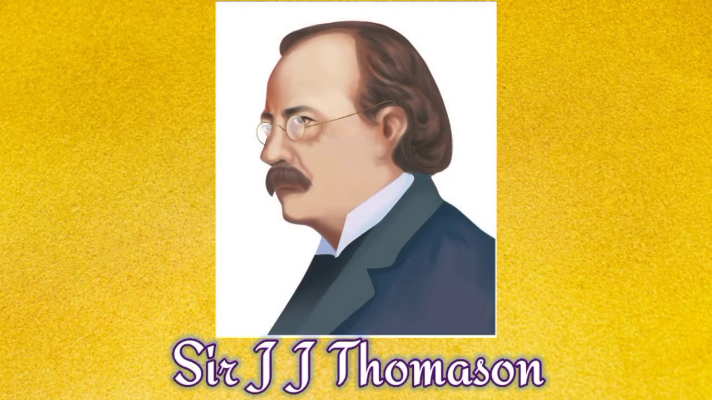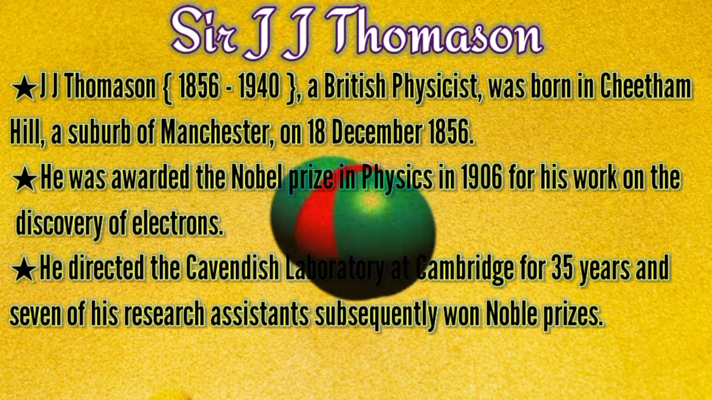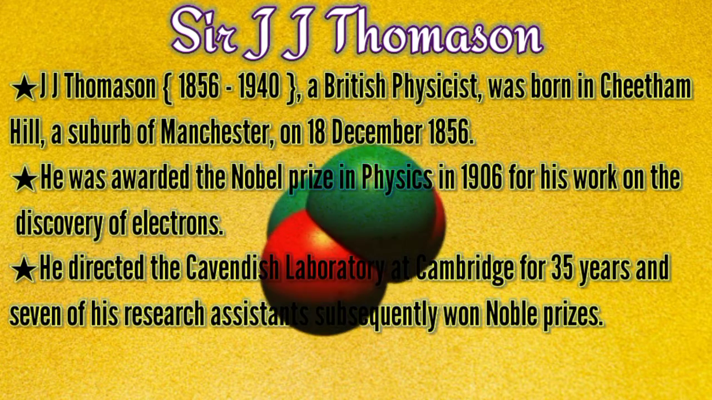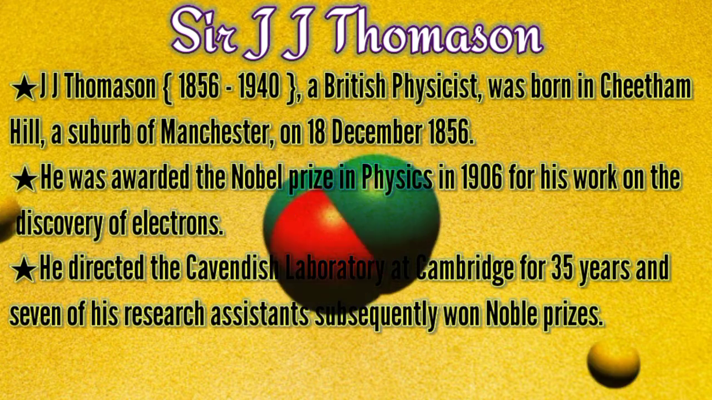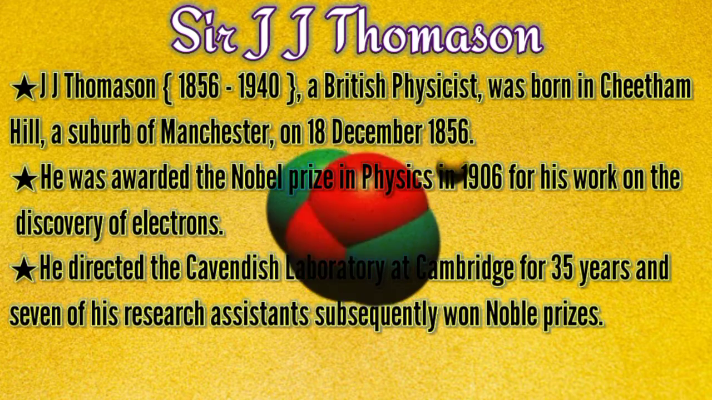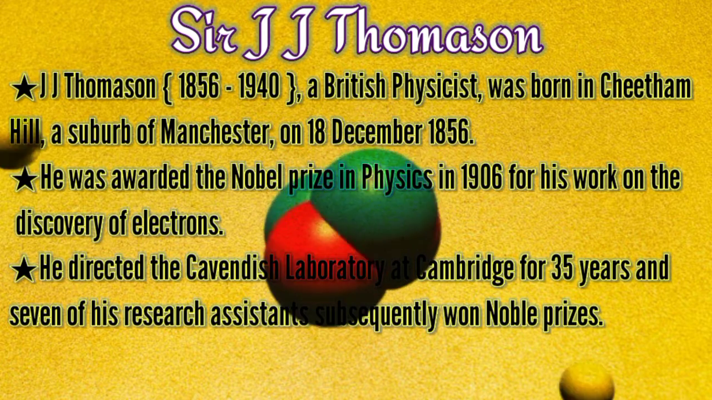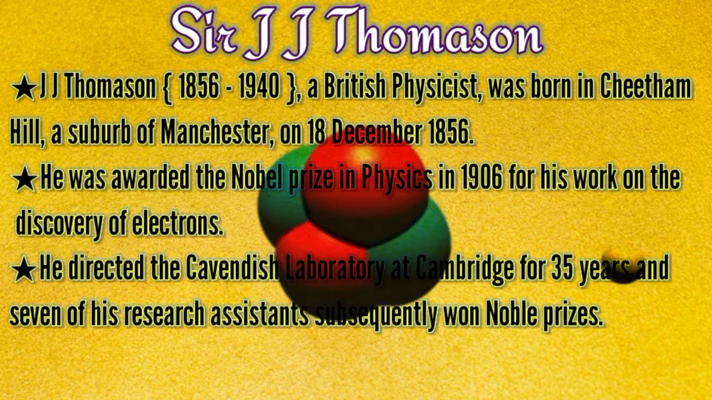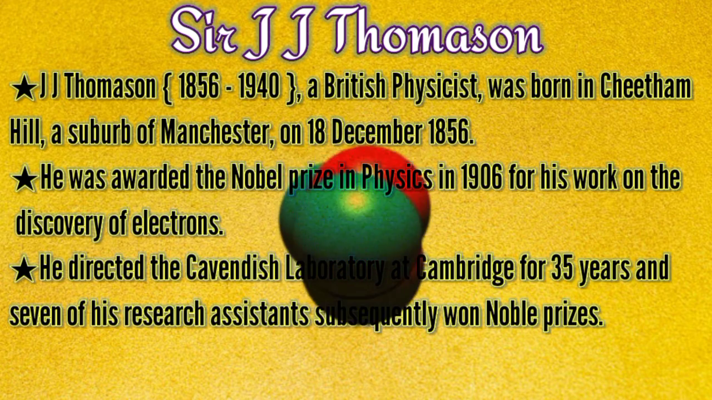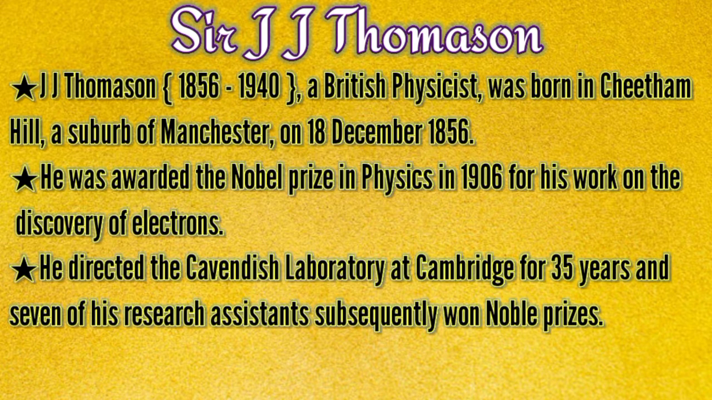Sir J.J. Thomson. J.J. Thomson, a British physicist, was born in Cheetham Hill, a suburb of Manchester, on 18 December 1856. He was awarded the Nobel Prize in Physics in 1906 for his work on the discovery of electrons. He directed the Cavendish Laboratory at Cambridge for 35 years, and 7 of his research assistants subsequently won Nobel Prizes.